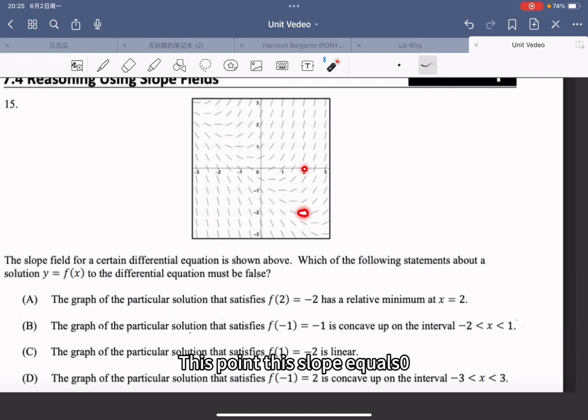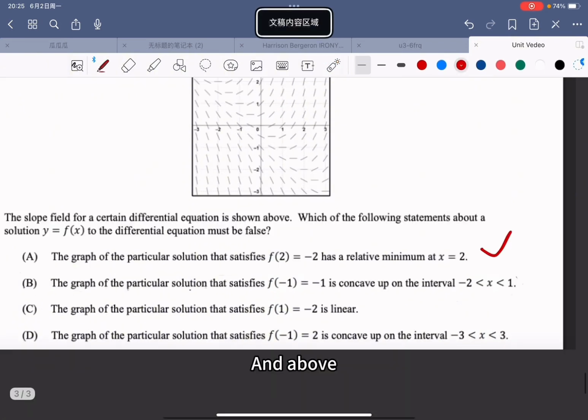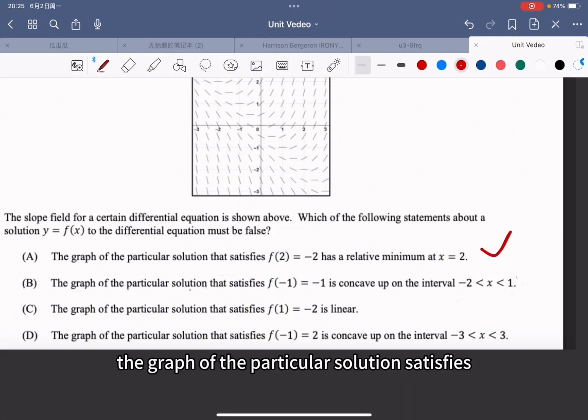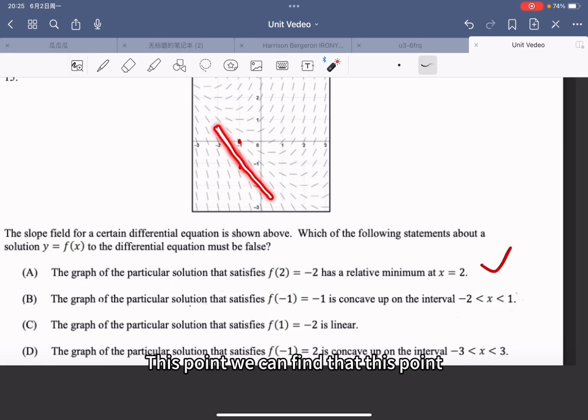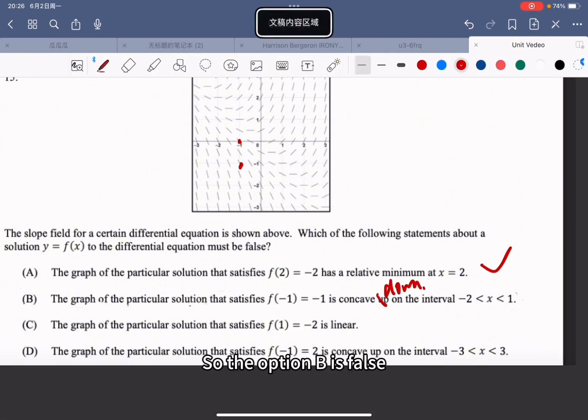Option A. The particular solution f(2) equals negative 2 has a relative minimum at x equals 2. So we can find the point (2, negative 2). At this point the slope equals 0, so the curve goes from negative to positive, and there may be a minimum value. So A is true. And about option B, the graph of the particular solution that satisfies f(-1) equals -1 is concave up on the interval -2 to 1. Let's find the point at -1. At this point the slope is negative, so it must be concave down. So option B is false.